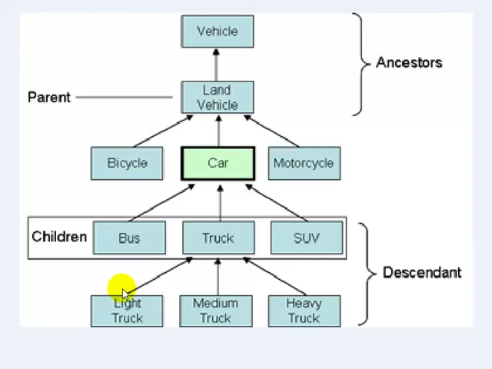So, essentially, a heavy truck all the way at the bottom of the list will have everything that vehicle has. It'll have everything that land vehicle has. And it'll have everything that car has. However, it won't have everything that bicycle has or everything that motorcycle has.